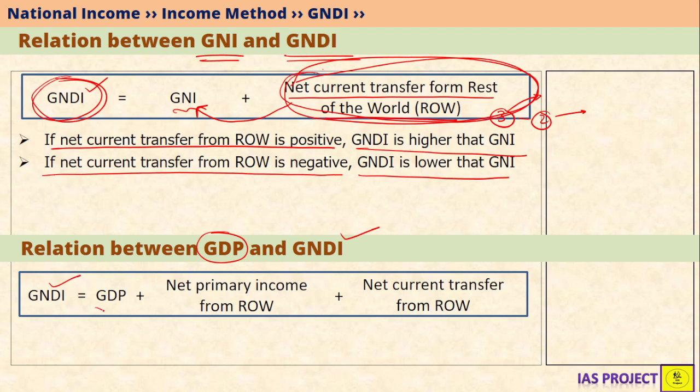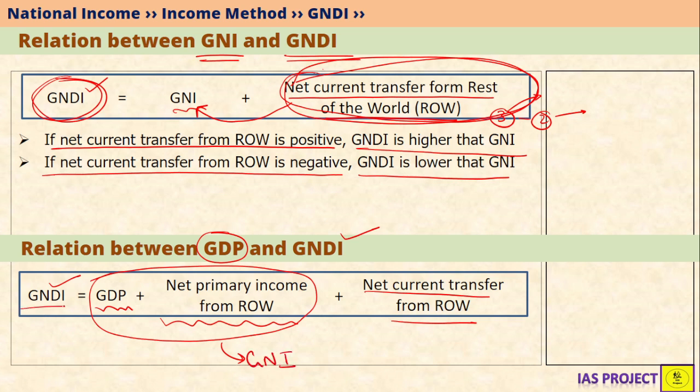GNDI is nothing but GDP plus net primary income from abroad plus net current transfer from rest of the world. We already very well know that GDP plus net primary income from abroad, or net primary income from rest of the world, is nothing but GNI. So GNDI equals GNI plus net current transfer from abroad. This is nothing but this equation.